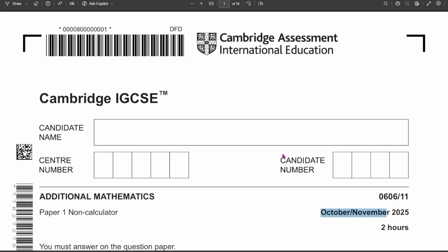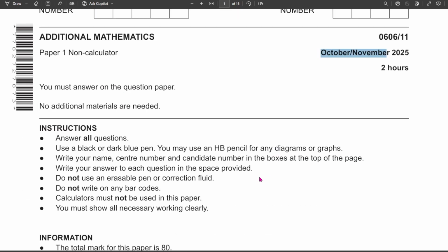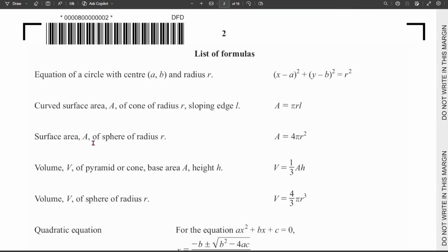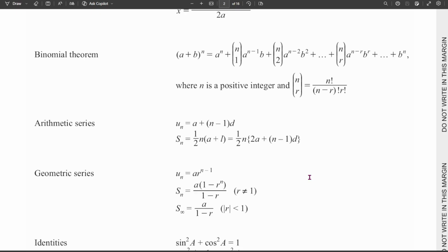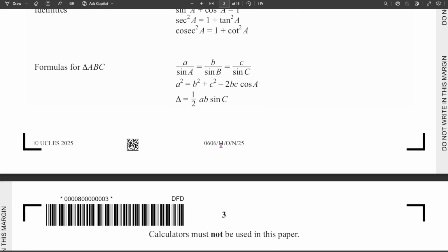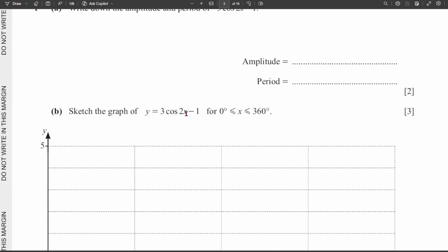So we'll do the whole paper in this one video lah. Okay, so again, this is the new syllabus. Start from this year, there is no calculator for paper 1. So I will try not to use my calculator in this video also lah. And you can see the formula booklet is pretty much the same, except they added the circle formula. Okay, we go with question 1.